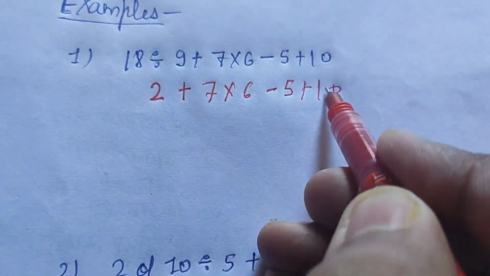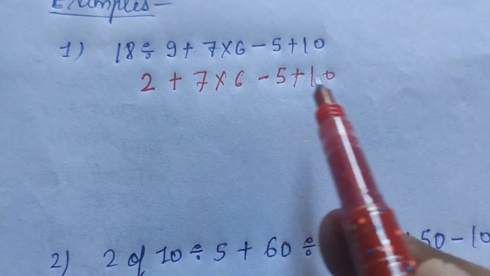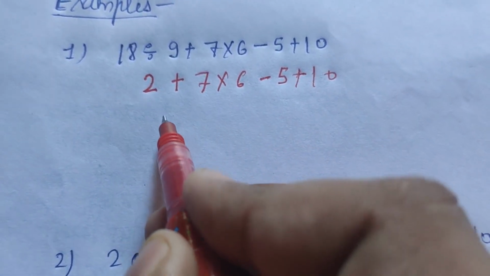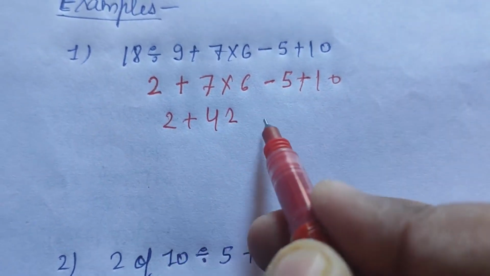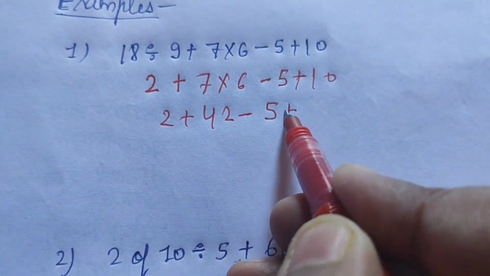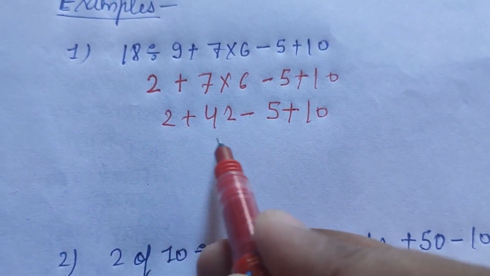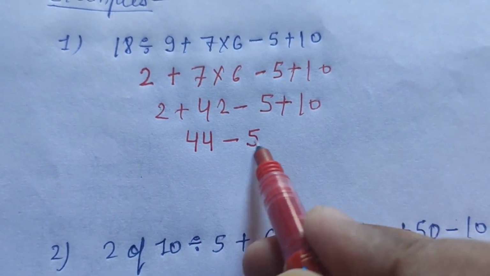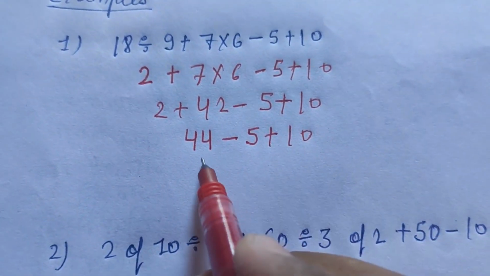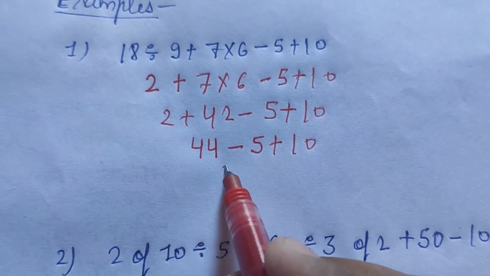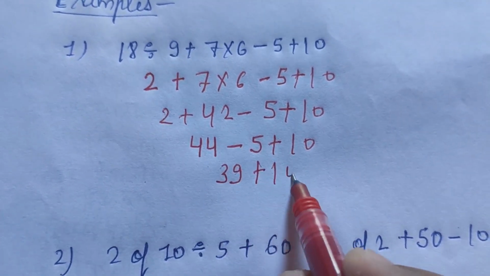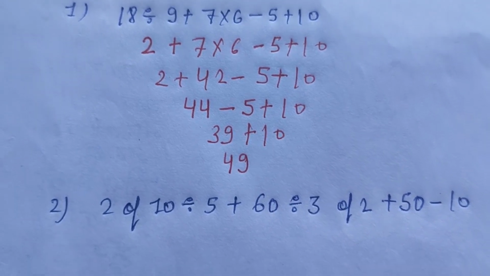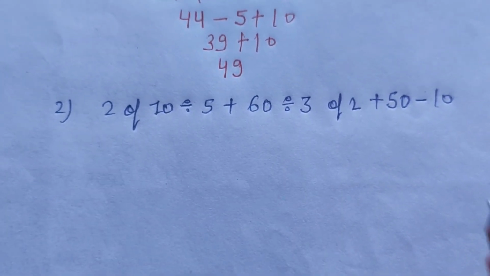Now you can see we have solved divide. Now we will solve multiply. 7 times 6 is 42, then 2 plus 42 minus 5 plus 10. Now 2 plus 42 is 44. Then 44 minus 5 is 39, plus 10 then it is 49. Now look at another example.